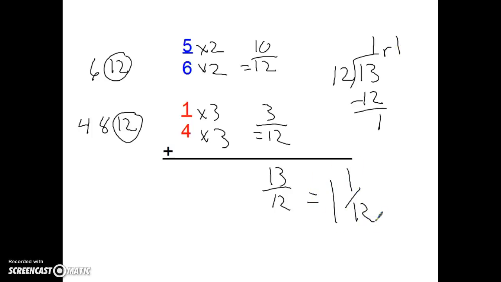And hopefully this video will help you with adding fractions with different denominators to give you a mixed number for an answer.